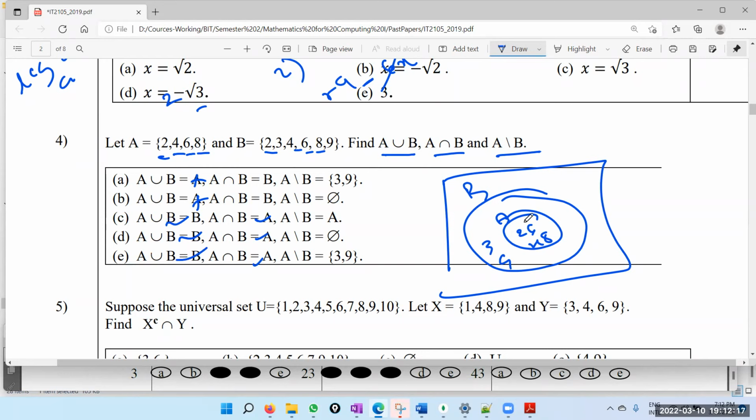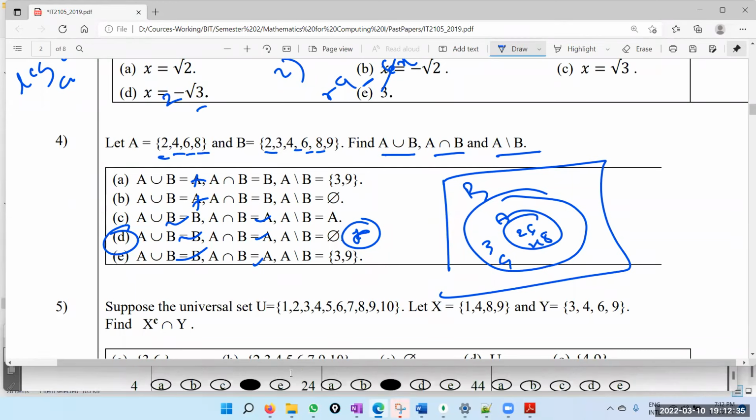Then A minus B belong to A but not belong to B. There's nothing like that because all the things belong to A are belong to B. Therefore, A minus B must be 5. Right. So therefore, answer is D. That is very easy question. Okay, if you know the basics. 4 answer is D. Right.